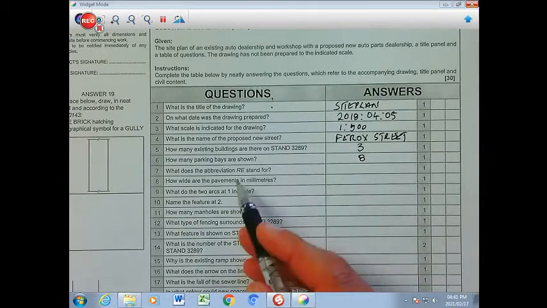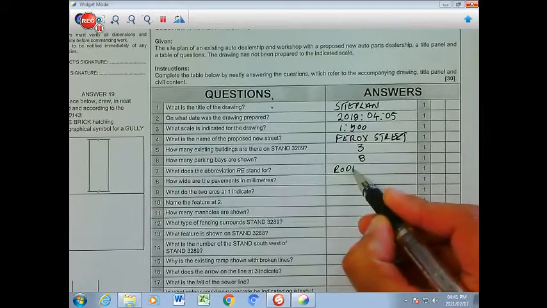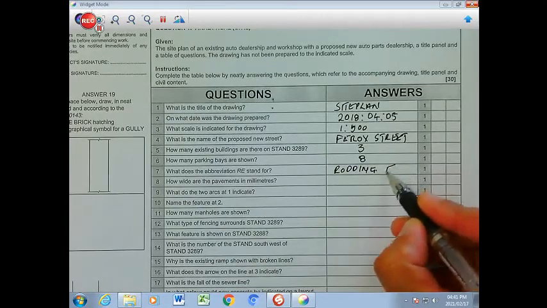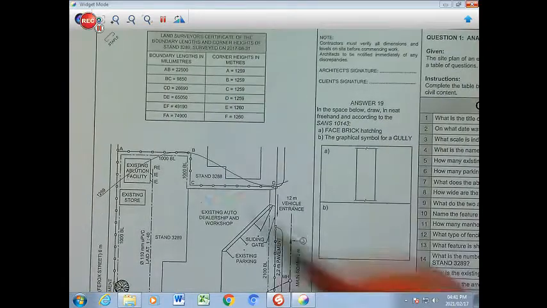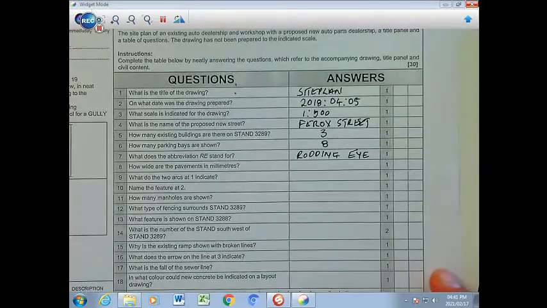What does the abbreviation RE stand for? That's rodding eye. Very important. It's rodding eye. That's the start of your piping, which you're going to find right here on that page, RE. Let's look at the next one.